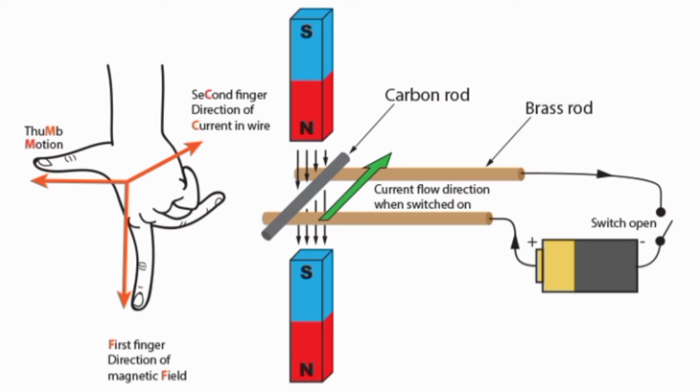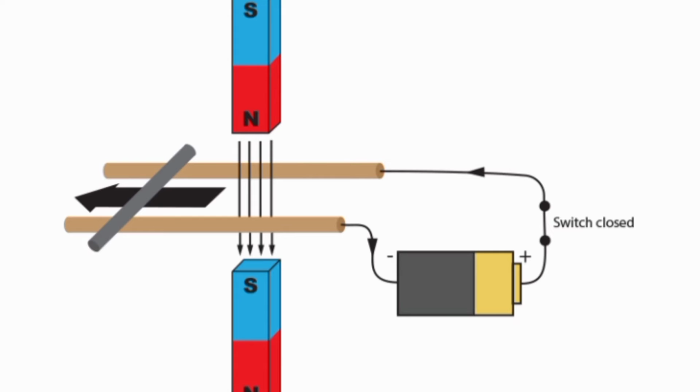Your first finger should be placed in the same direction as before, in line with the direction of the magnetic field, that means north to south, and the second finger should be placed in line with the direction of the current in the wire. That is the opposite direction compared to before. So using Fleming's left hand rule with the current reversed, your thumb will show you the direction of the motion of the carbon rod. As the current is reversed, the movement will be in the opposite direction compared to the first experiment we performed.